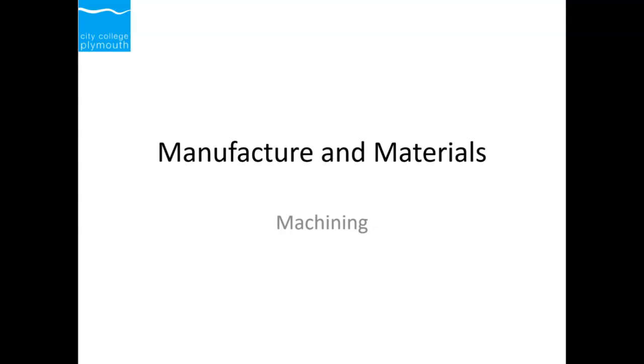Okay, so today we are going to have a look at the effect of the different manufacturing processes on materials. Today we are going to have a look at machining. What does machining do and how does it change the properties of the material?